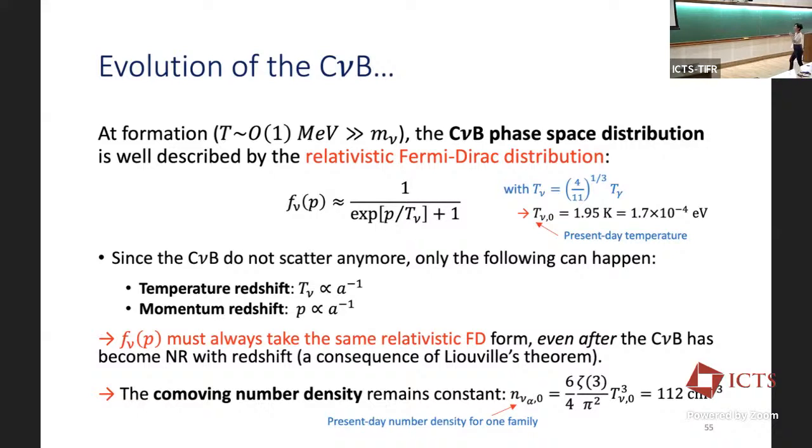So the phase space distribution remains more or less like a relativistic Fermi-Dirac distribution even today. And so I can use this and the expression I showed you earlier to calculate the number density. We have a relation between T nu and T gamma, and knowing that the photon background is 2.725 Kelvin, I can establish that the neutrino background is 1.95 Kelvin or 10^-4 electron volt. And putting all these together would allow us to calculate the number density, which is about 112 per cubic centimeter of neutrinos and antineutrinos per family.